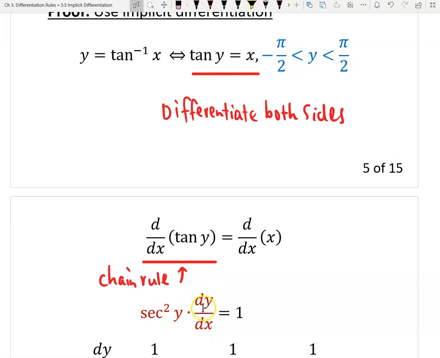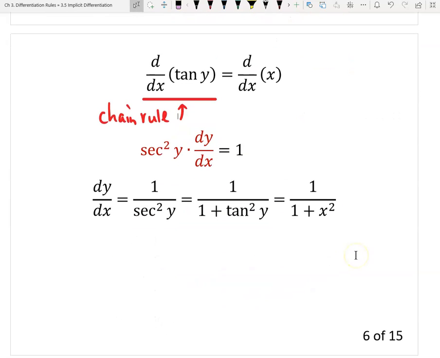This is the inner, right? The derivative of the outer is what? Tangent, take a derivative, which is secant squared. This is the derivative of the outer, and therefore it's easy to get this equation. Now what do we do? Solve for dy/dx, and then we get 1 over secant squared, right?